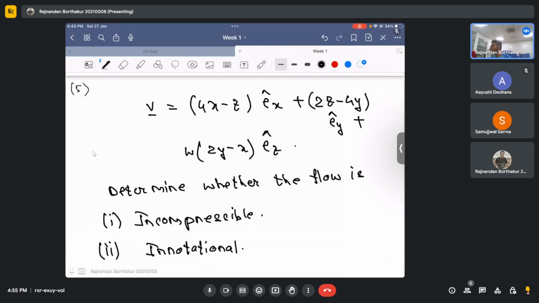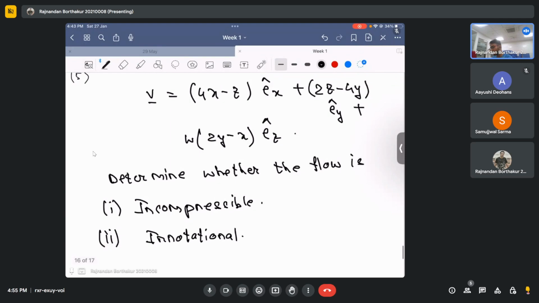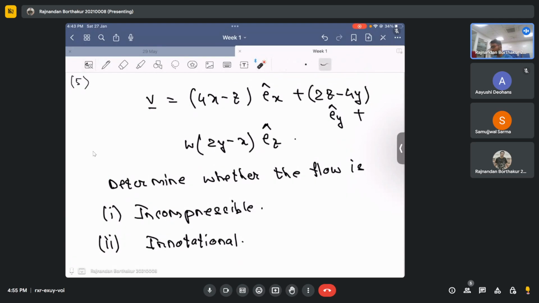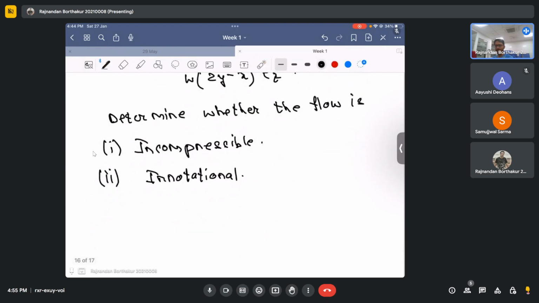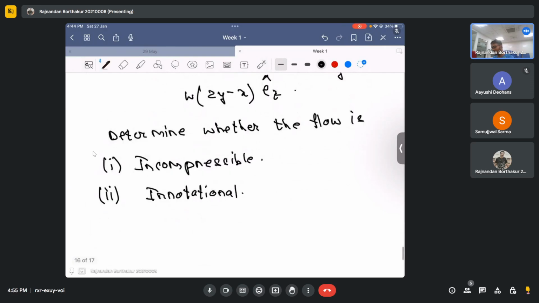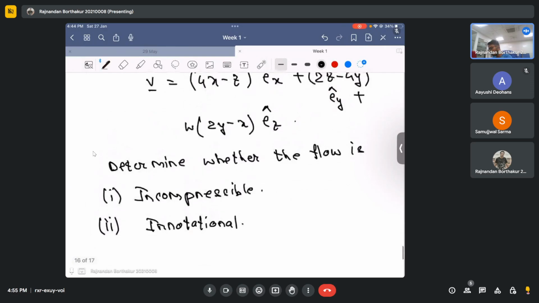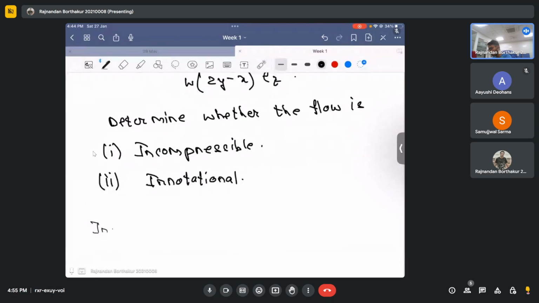So first of all, let's just solve one simple problem. Given that, in this problem there is a velocity field which is given, as you can see. What they are asking is to determine whether the flow field is incompressible or irrotational. Okay, it's a very simple problem. I will not explain much on this, because you guys have done numerous problems on this aspect. So for incompressible, can you tell me what is the condition for incompressibility?